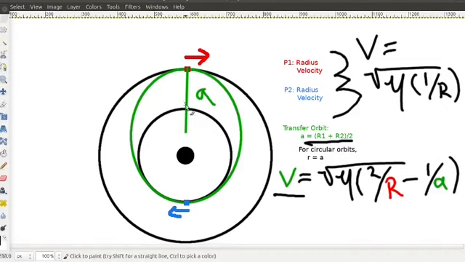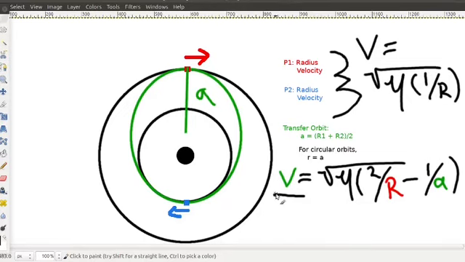This gives you the average radius between the two orbits, which just happens to wind up being the semi-major axis of the green orbit. I say it just happens to. There are reasons. Don't worry about it. We can get to that at a later date.